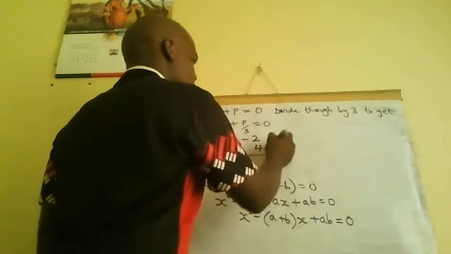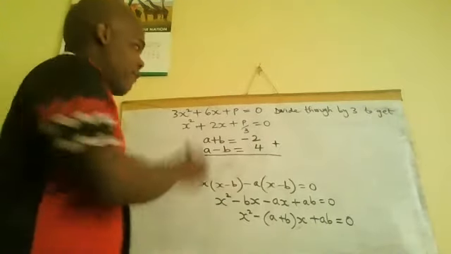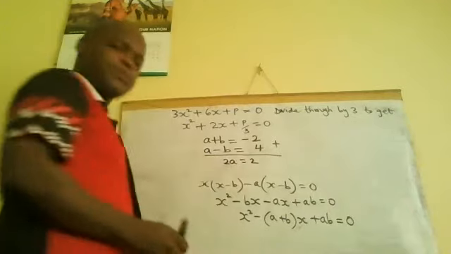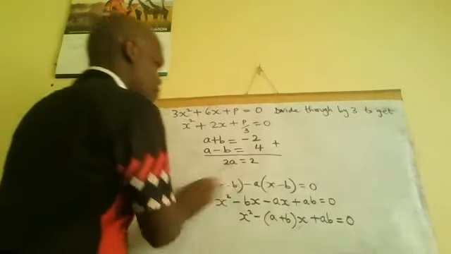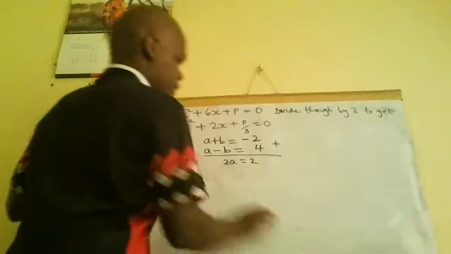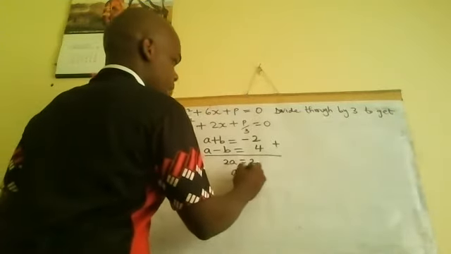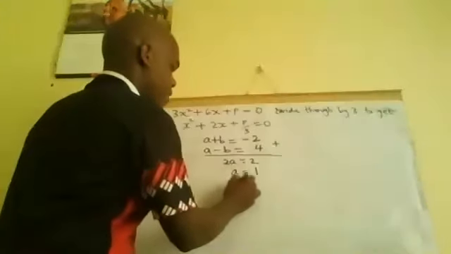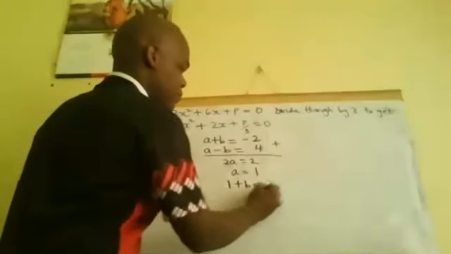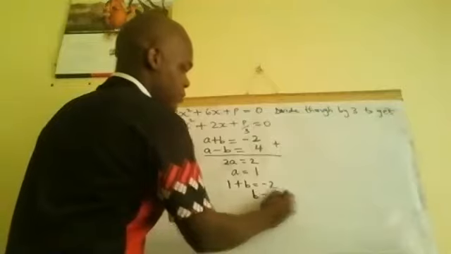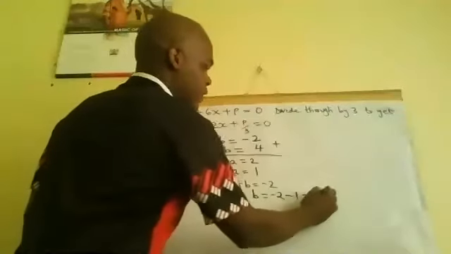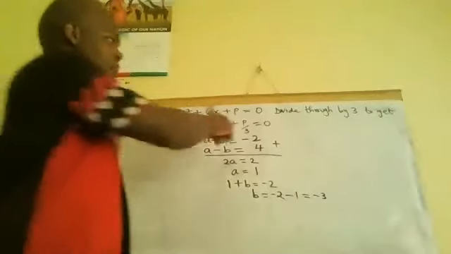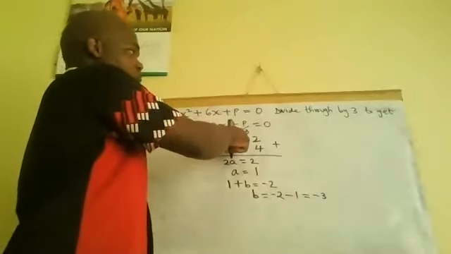Let us eliminate by adding. If we add the two equations, then 2a will be 2, and then we get the value of a. So a will be 1. After getting 1, you just say 1 plus b is -2. So what is b? -2 minus 1, which is -3. So b is -3.